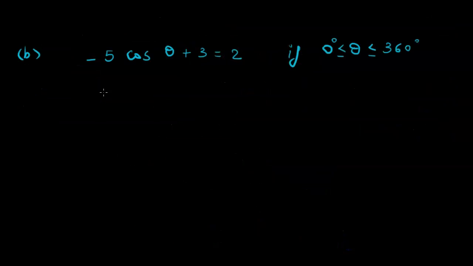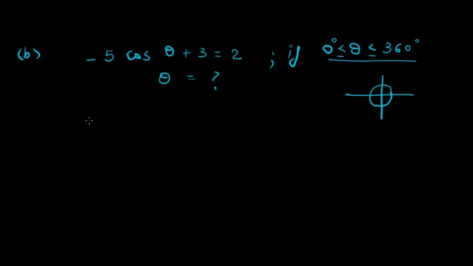Let's do another question for the sake of practice. If we have the equation as -5 cos theta plus 3 equal to 2, and we have to find out theta if theta lies in between 0 and 360 degrees. 0 and 360 degrees means the entire circle. Wherever the answer is applicable for theta, we have to find out the answer.